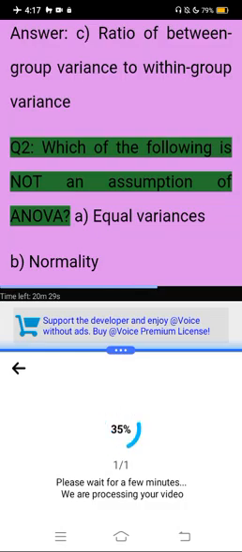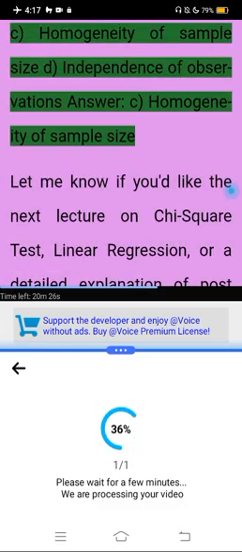Q2. Which of the following is not an assumption of ANOVA? A. Equal variances. B. Normality. C. Homogeneity of sample size. D. Independence of observations. Answer: C. Homogeneity of sample size.